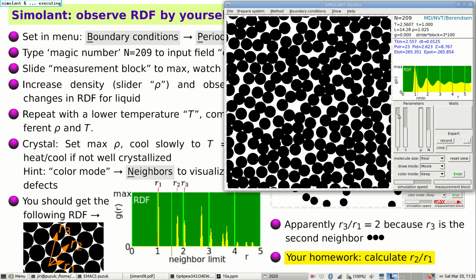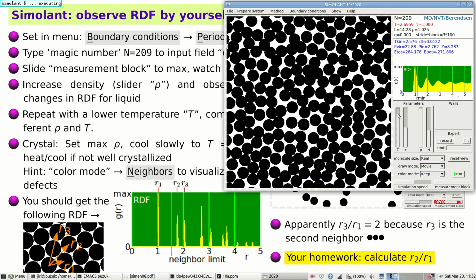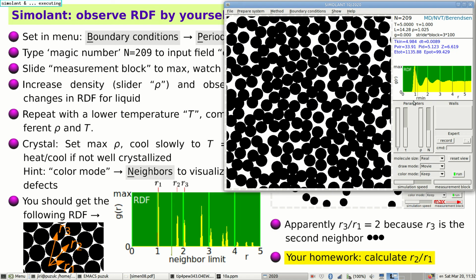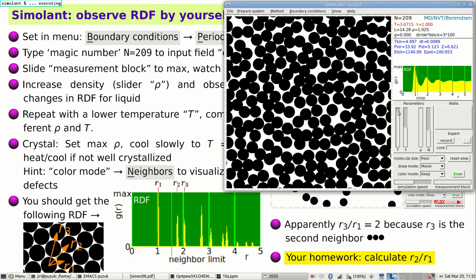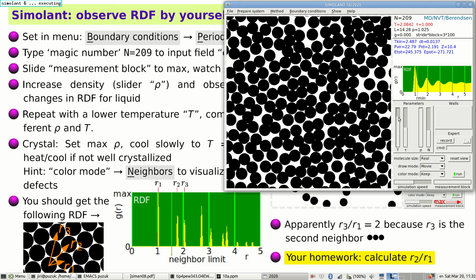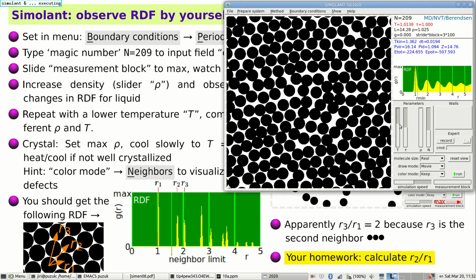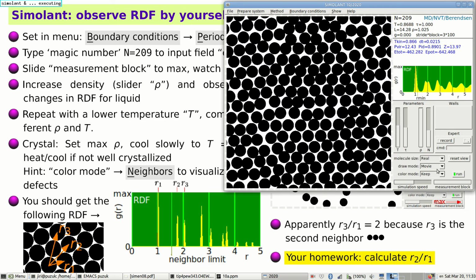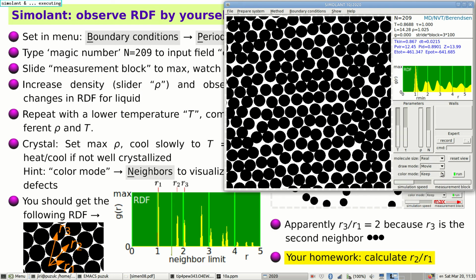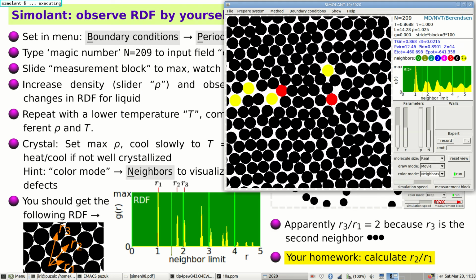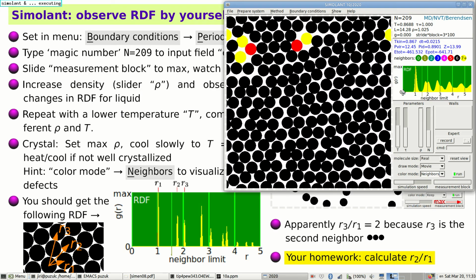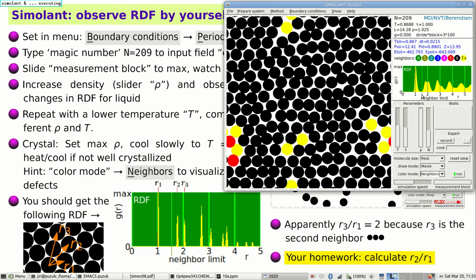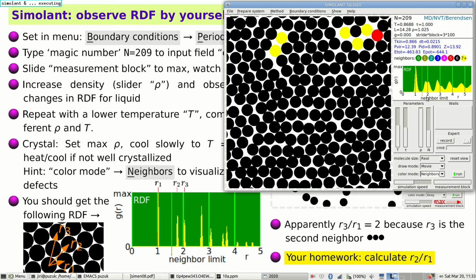Okay, so let's play with temperature. If I have a higher temperature, this structure is not so pronounced, but just a bit. So let's try to decrease temperature slowly. Again, the structure is more and more pronounced, and I will do another trick. That is, I will show in color the number of neighbors. Actually, it is the coordination number up to the neighbor limit, which you can see here.